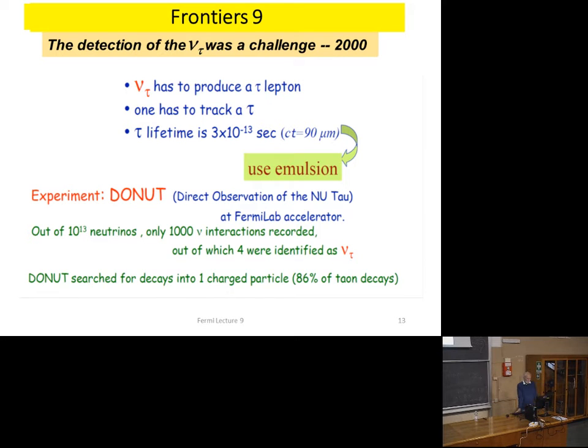The experiment that was done was called DONUT, like a donut that you eat. And that stood for Direct Observation of Nu Taus. And just for numbers, if you have 10 to the 13th neutrinos, only 1,000 of those neutrino interactions will be recorded. And out of those, only 4 were identified as tau neutrinos. So basically, they had to study a huge number of neutrinos to even get a sample that you could look at for tau neutrinos.